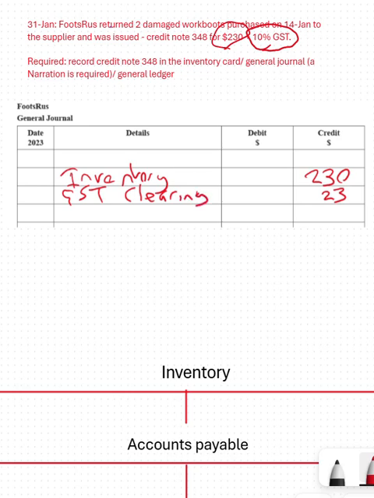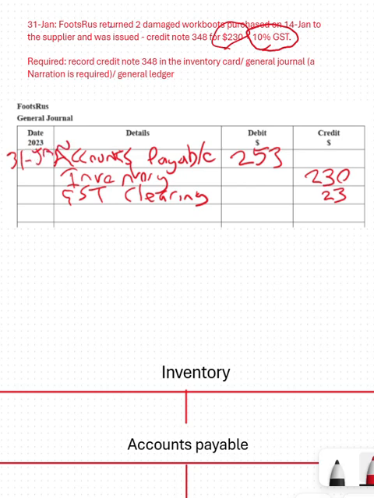Now, total those 2 up: 253, 230 plus 23. And given this was a credit purchase and we have returned those units to our supplier, this is actually reducing our liability to our accounts payable. So when we reduce the liability, we do a debit entry. And we're just going to debit that to accounts payable. Don't forget your date, 31st of Jan.